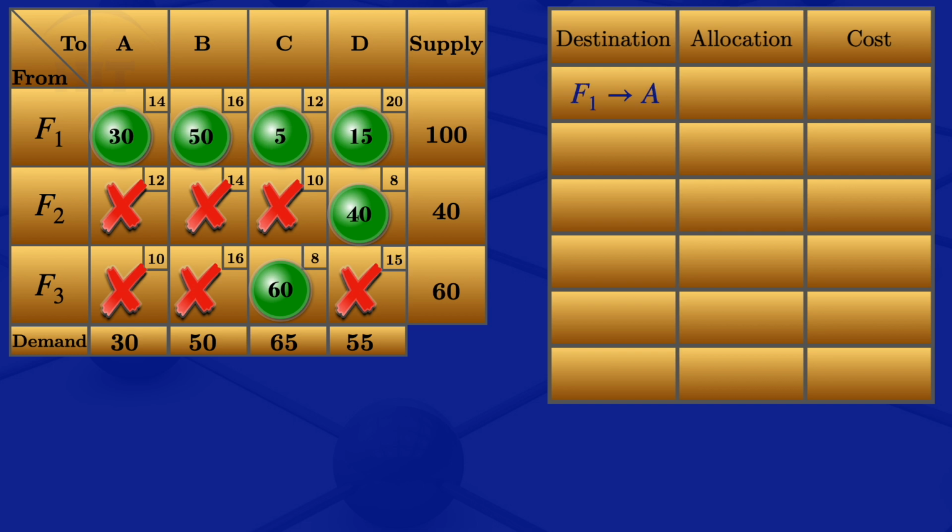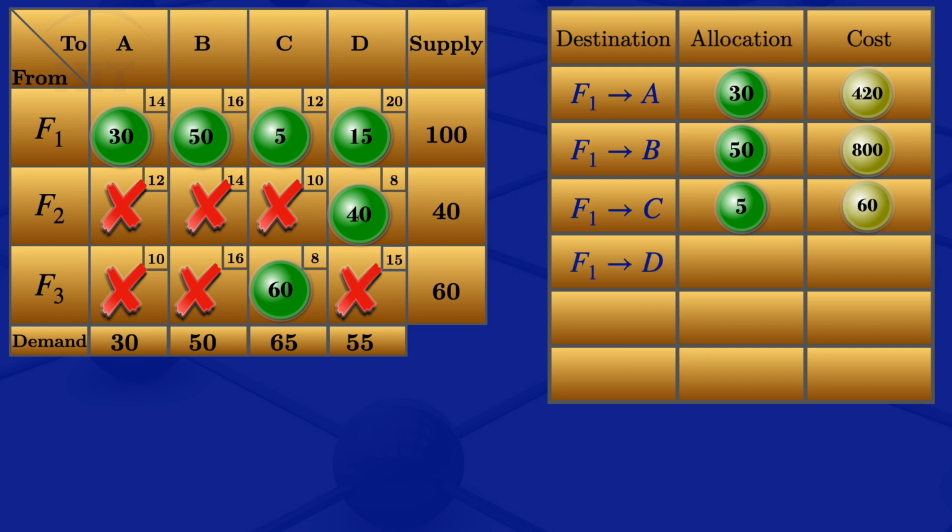From F1 to A, we have allocated 30 units at a unit cost of 14, so we multiply 30 and 14 to get a cost of 420. From F1 to B, we have allocated 50 units at a unit cost of 16. We multiply 50 and 16 to get a cost of 800. From F1 to C, we have allocated 5 units at a unit cost of 12. We multiply 5 and 12 to get a cost of 60. From F1 to D, we have allocated 15 units at a unit cost of 20. We multiply 15 and 20 to get 300.